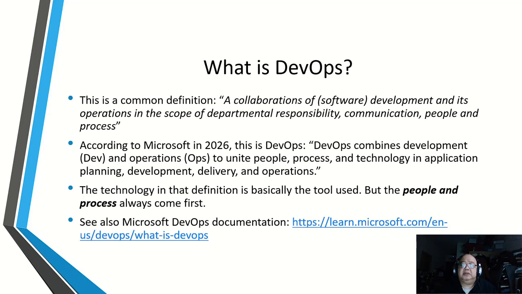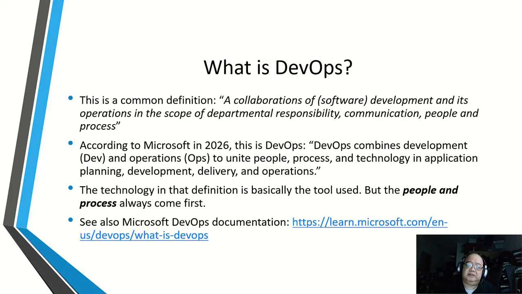What is DevOps? A common definition is a collaboration of software development and its operations in the scope of departmental responsibility, communication, people, and process. There is a definition that to me may be a little harder to understand than the definition from Microsoft, but those two are basically the same. The semantics may be a little different, but they are actually the same.